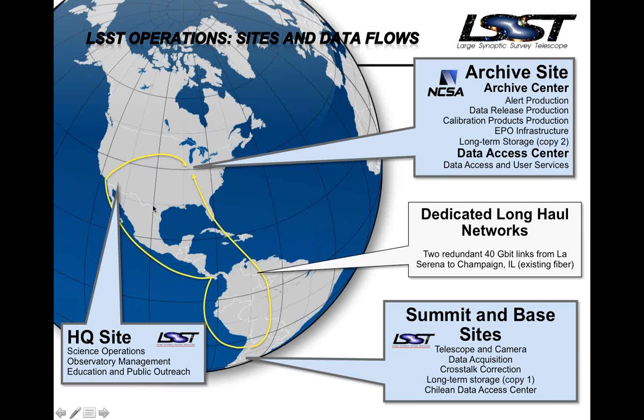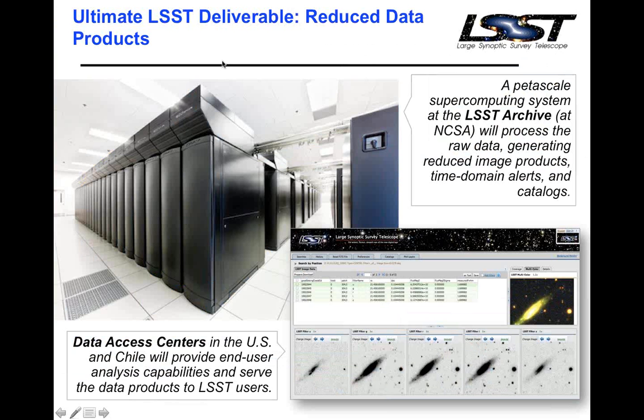These are essentially 10 gigabyte links. They bring the data to our primary archive facility, which will be at Urbana-Champaign at the National Center for Supercomputing Applications. And there we will do the alert production, the data release production, calibration, et cetera. And there'll be another data access center there for the use by the U.S. community. And the headquarters for LSST will be based in Tucson. So there are two redundant paths to get the data into the U.S., so it's a fairly robust system in the case of network outages. The ultimate LSST deliverable, of course, are these reduced data products.